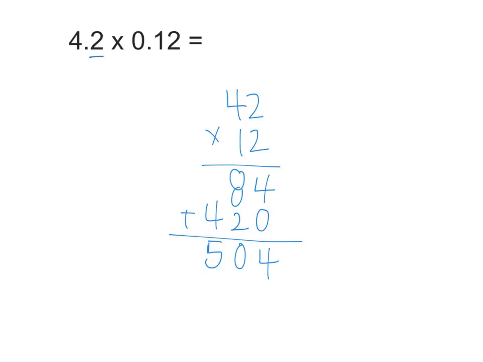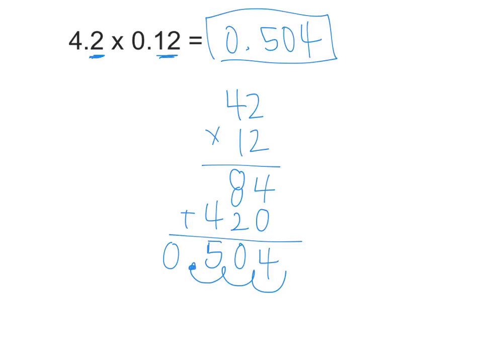Now let's take a look at the decimal points. How many digits are there after the decimal point here? 1. And then over here there's 2 for a total of? 3. So I need to put 1, 2, 3 numbers after the decimal point. So my answer is? 0.504. Okay, and how do we say that in word form? Very good.